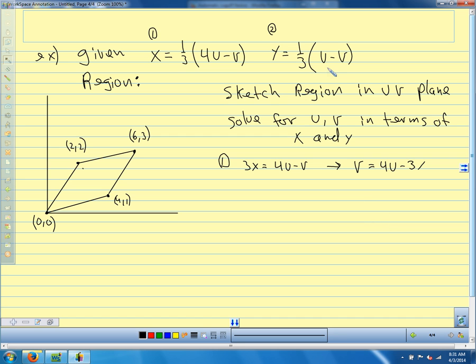Now I'm going to substitute that into equation 2. So I get y equals 1/3 (u minus (4u minus 3x)). And I solve this one for u. This tells me that u equals x minus y. And now I can substitute this back into the first equation. Oh, yes. Thank you.